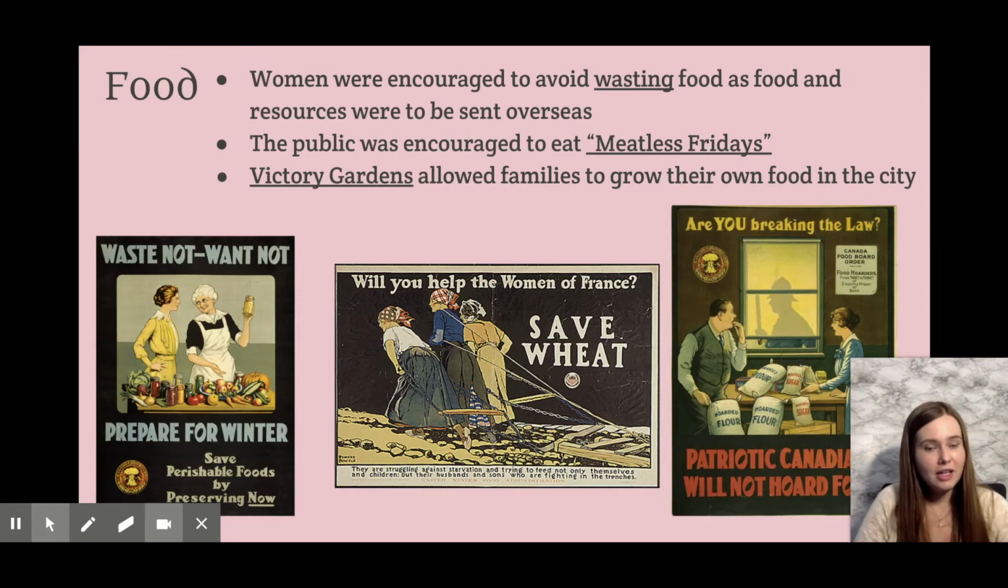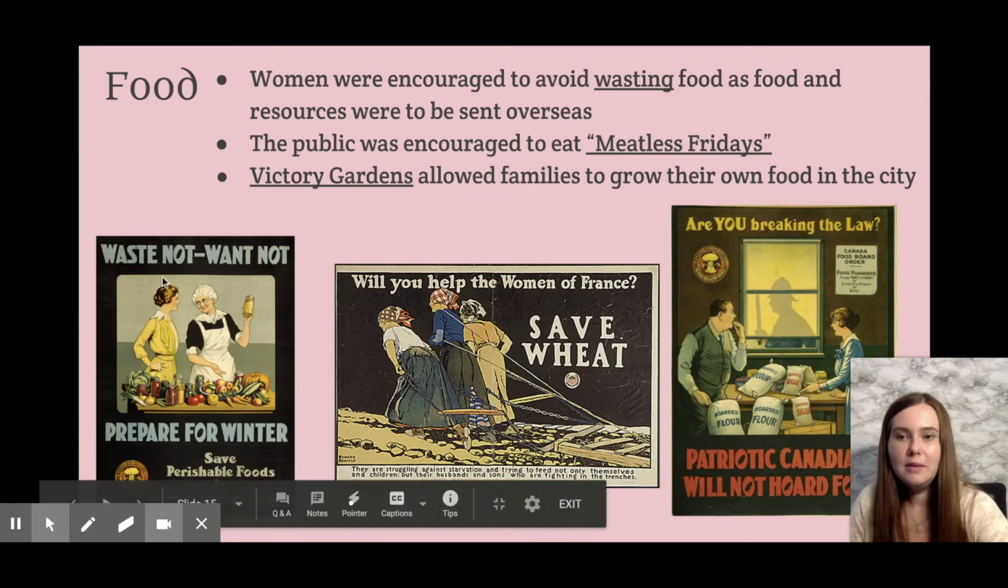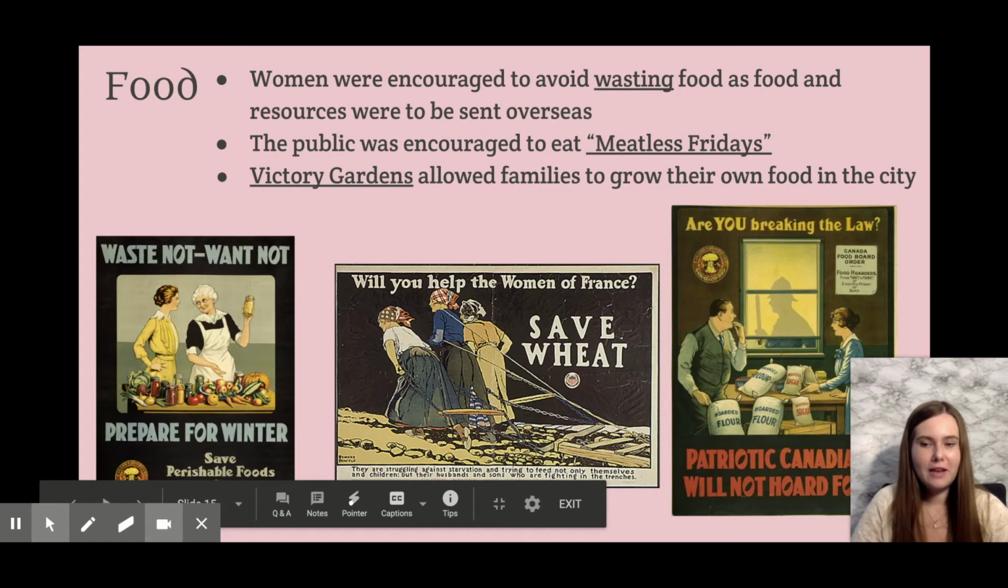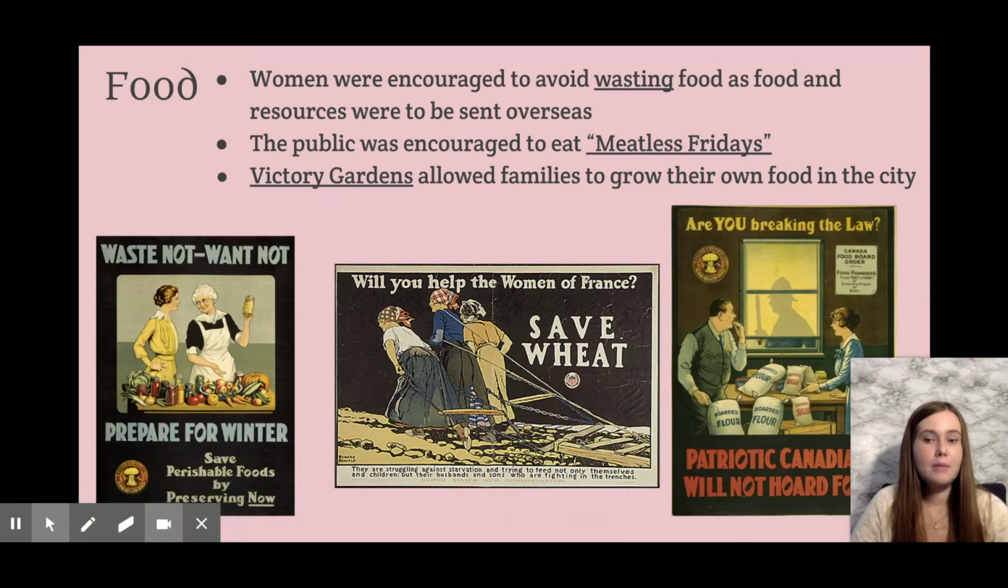And then, like with the election, we see a lot of propaganda being geared at women again, but specifically around food. So we see one here that says, waste not, want not, prepare for winter, save perishable foods, and preserve. And then we have another one.